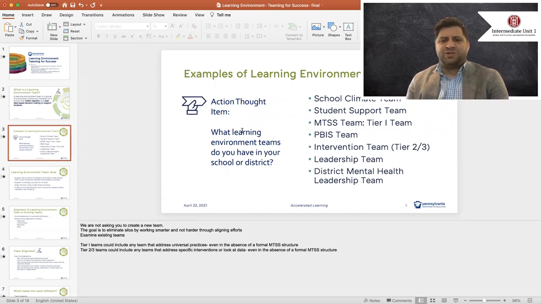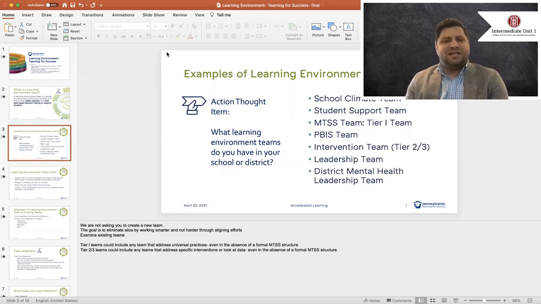So some examples of teams that you may have within your district or your school: the school climate team, the student support team, an MTSS team, which is a tier 1 team, and we're going to talk about tier 1 in a minute, a PBIS team, an intervention team, which would be tier 2 or tier 3, and again, we'll talk about that in a minute, a leadership team, or a district mental health leadership team.